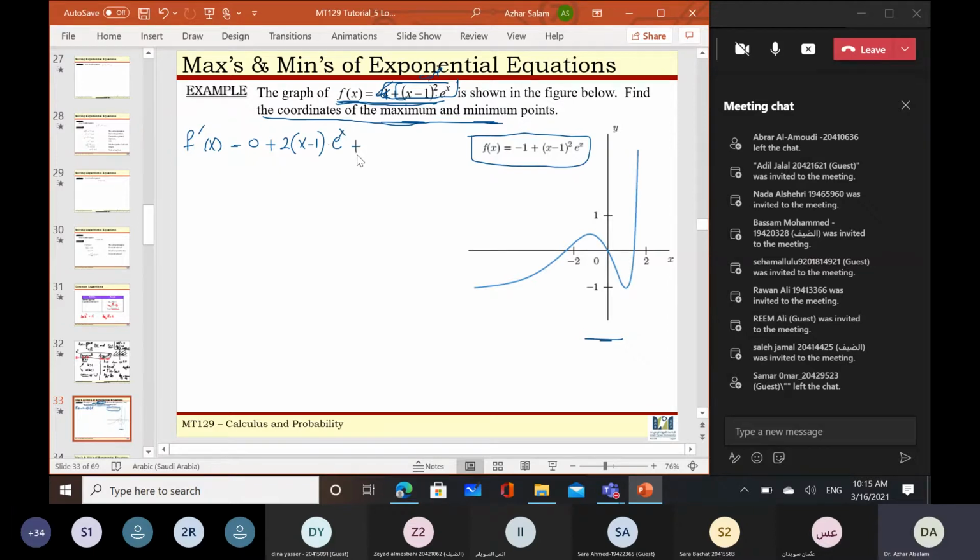Then plus, of course, this is all plus the 0, it doesn't make any difference, then plus the first one, x minus 1 squared, multiplied by the derivative of e to the power x. Its derivative is e to the power x.